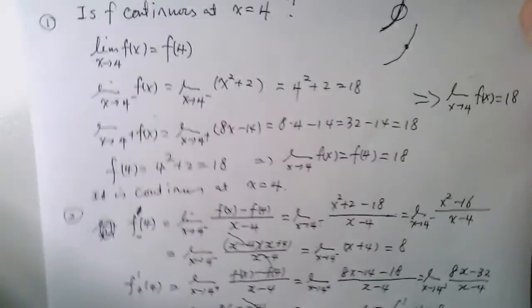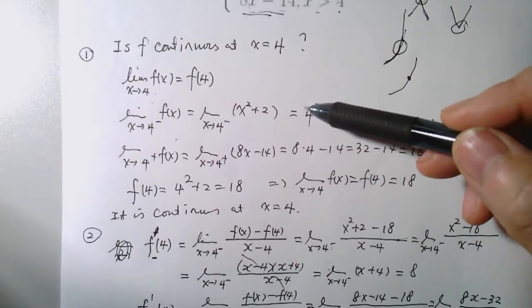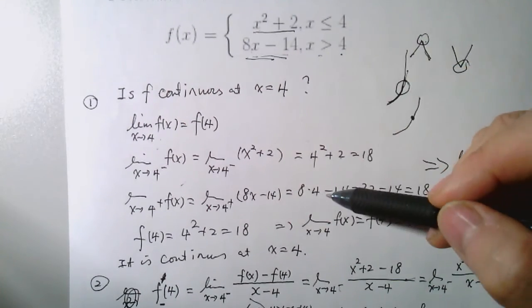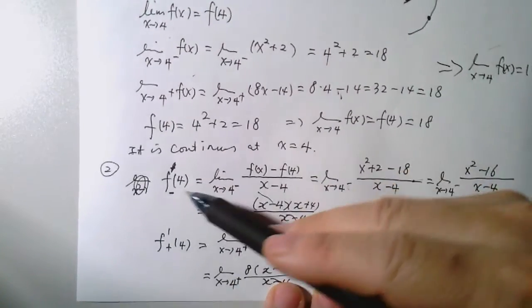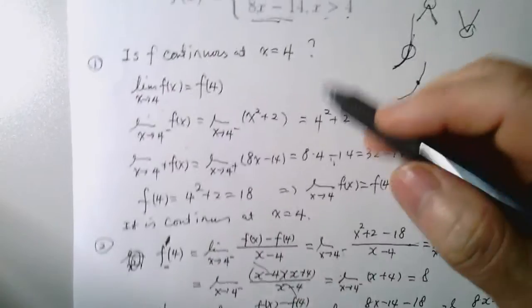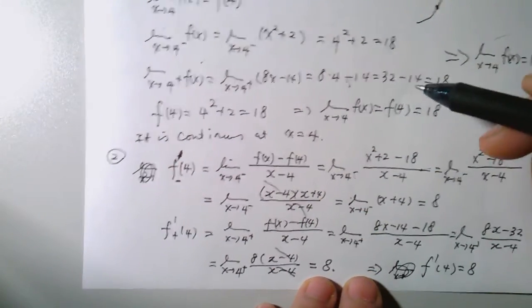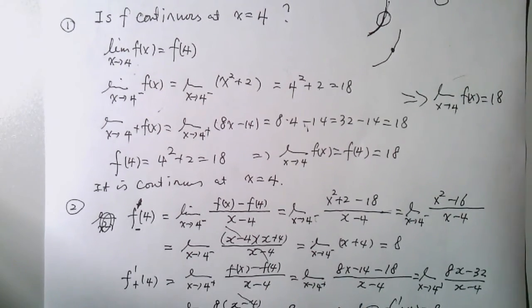But maybe you ask, is this really necessary? Yes, it is necessary. Sometimes you may find the function is not continuous, and if it's not continuous, you don't need to do the second step. If the function is continuous, then you need to do the second step. That's how we determine if a piecewise defined function at a specific point is differentiable or not differentiable.